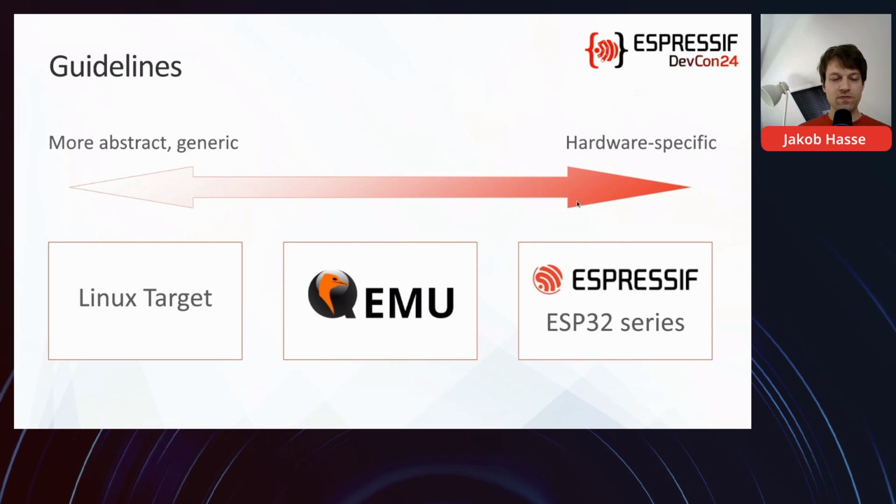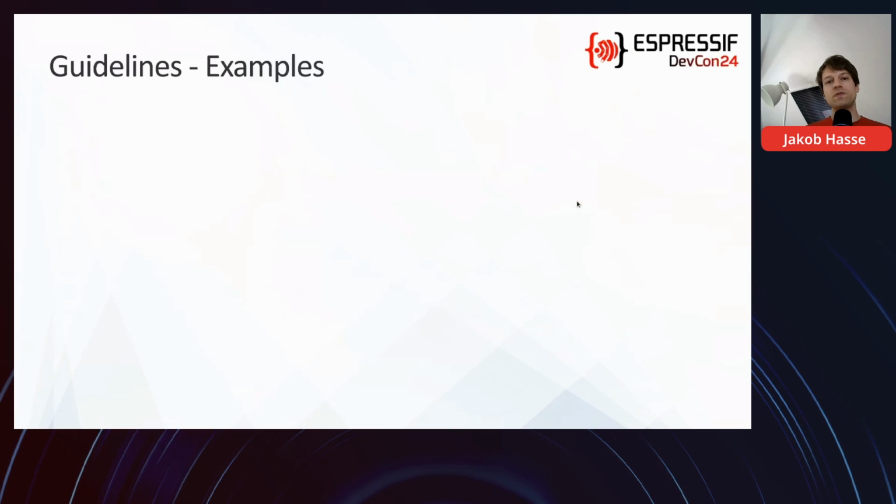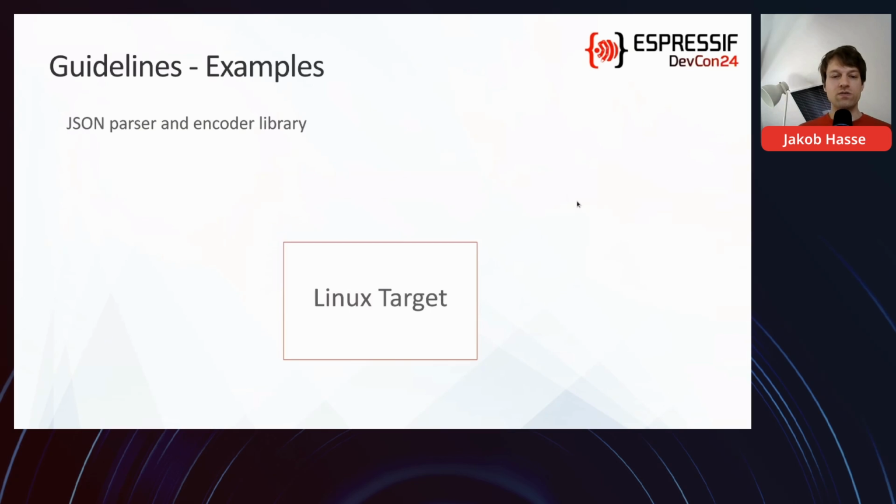Let's now finish with some examples of when to use which solution. Let's suppose we have a JSON parser and encoder library that we want to develop or integrate into an ESP-IDF component. In this case, the Linux target is probably a good choice here because that protocol code is probably not dependent on any scheduling or any hardware specifics. So you can easily run that code on the Linux host.